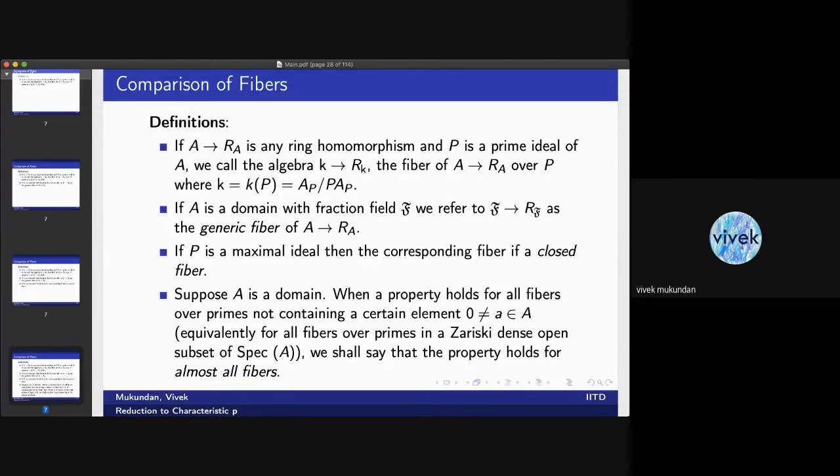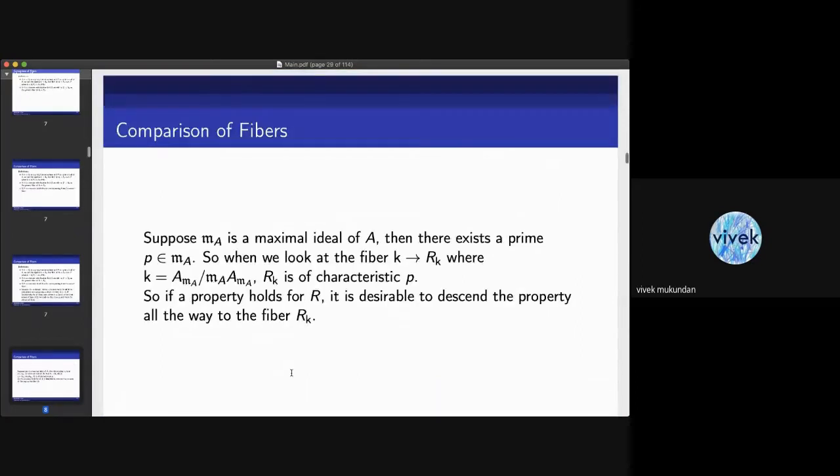So if you have a Zariski dense subset of Spec A, and you take a prime ideal of it, and if the property in R passes over to the fiber over that prime, then you say that the property holds for that fiber. If it happens for all the prime ideals in the Zariski dense set, then you call it true for almost all fibers. Why do we study fibers?